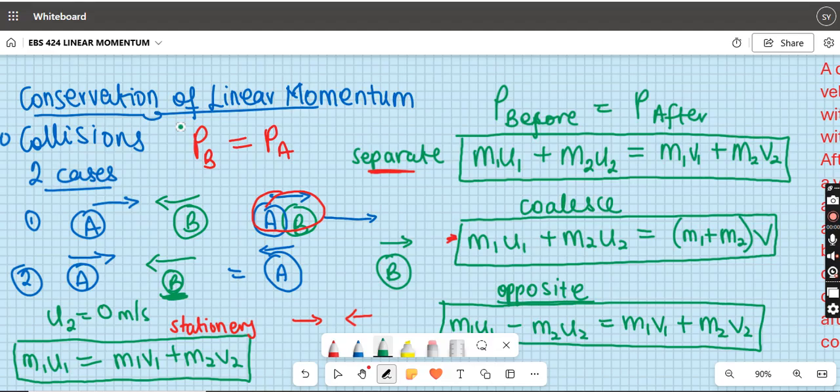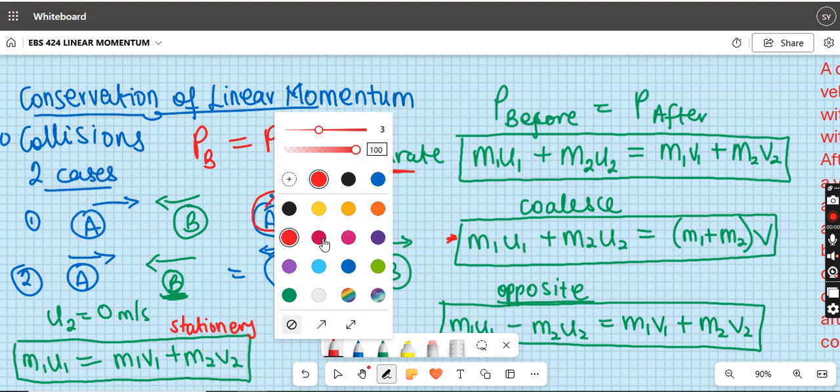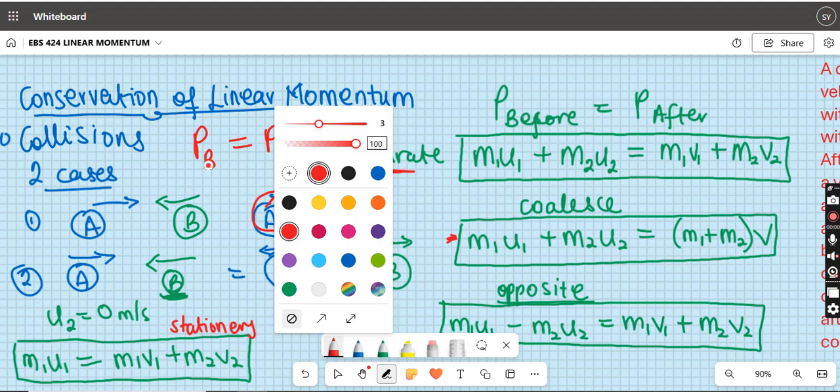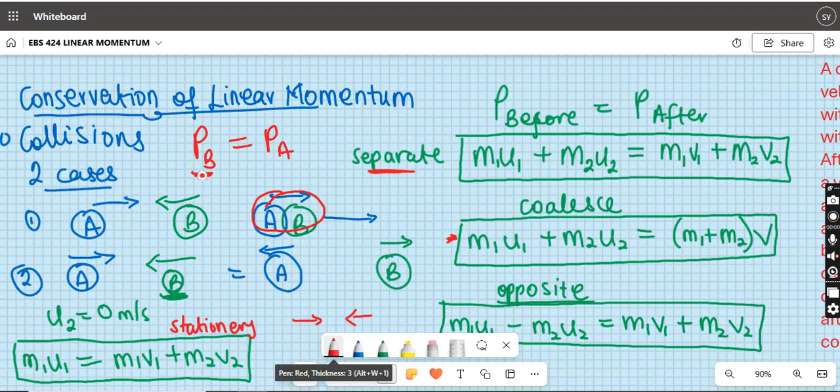Still on conservation of linear momentum. We'll take a couple of examples. Now we just want to take a little recap. Remember that the law of conservation of linear momentum states that the momentum before collision, PB, should be equal to the momentum after collision. Alright?